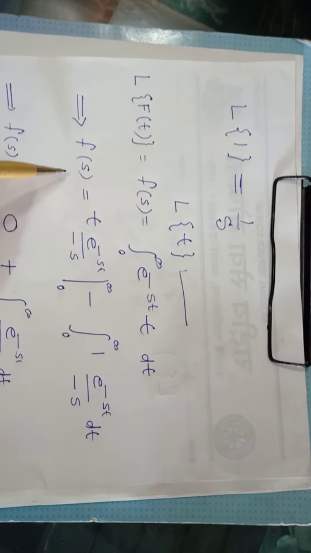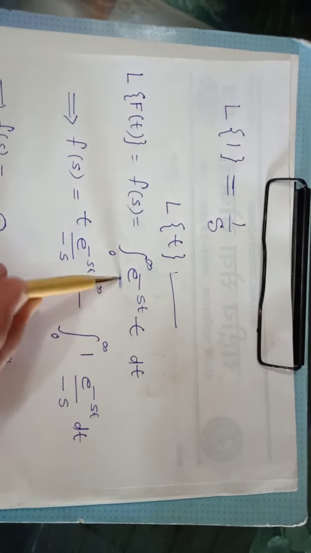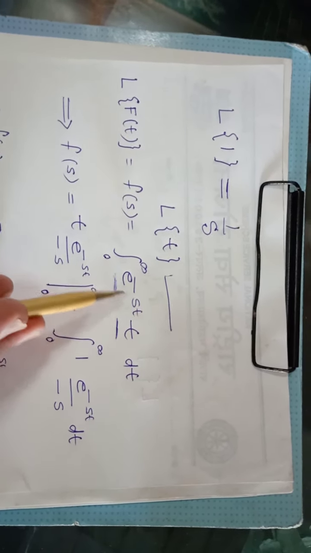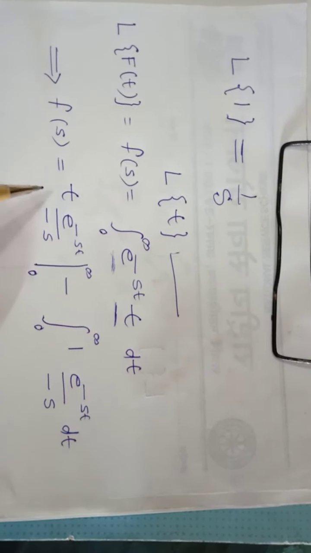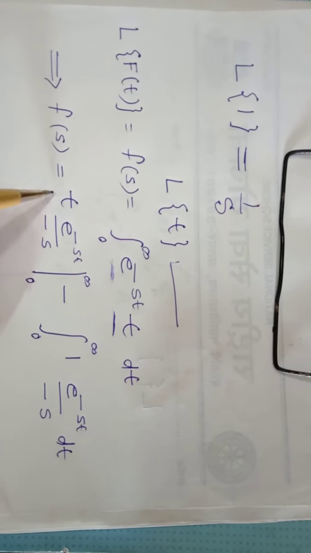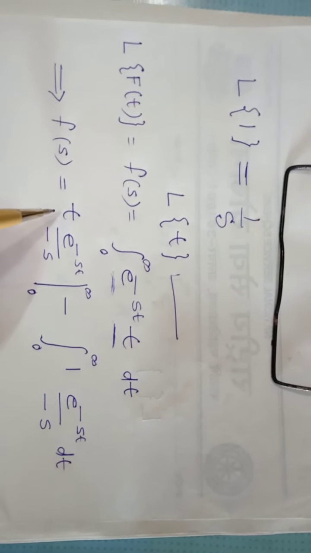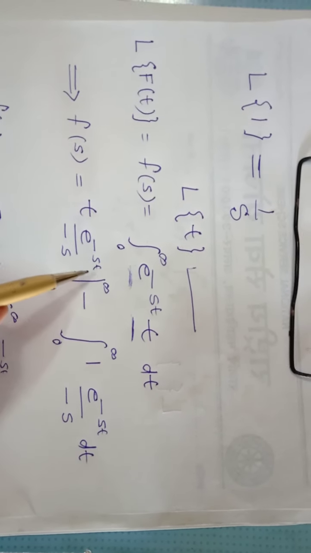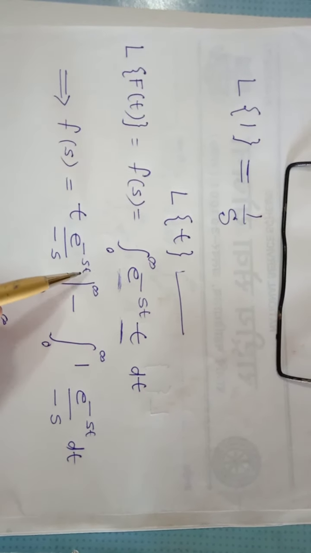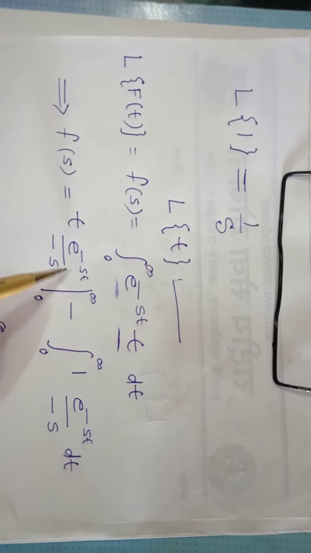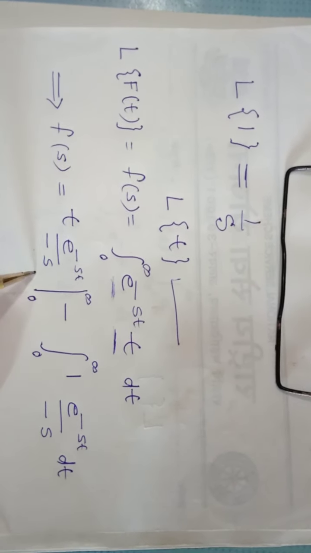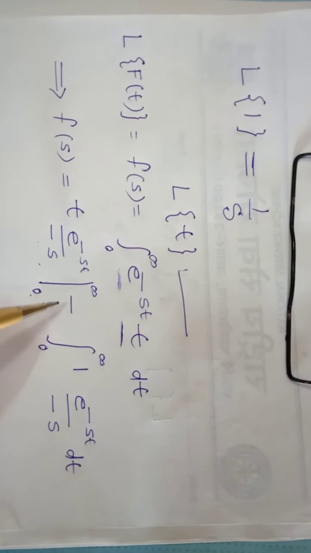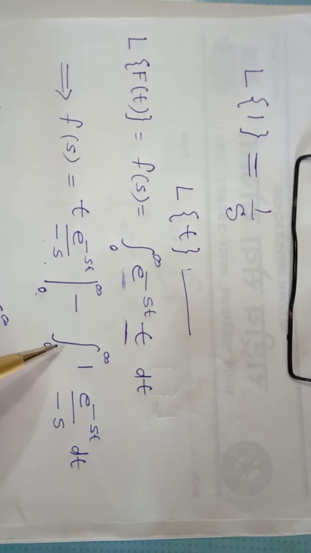This implies that F(s) is equal to, now this is a product of two functions. The first function is t and the second function is e raised to power minus st. The formula is: keep the first function as it is. So t remains as it is. Then do the integration of the second function. The second function is e raised to power minus st, and the integration of e raised to power minus st will be e raised to power minus st upon minus s. The lower limit is 0, the upper limit is infinite. Then put the negative sign, 0 to infinite.